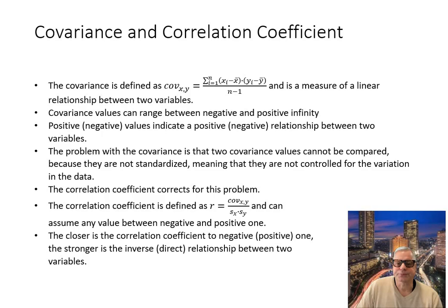So again, if you look at it, we sum up the deviations from the mean of one variable, multiply by the deviation from the mean of the other variable, and then we average it out.